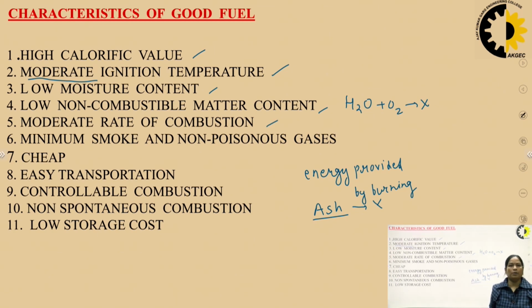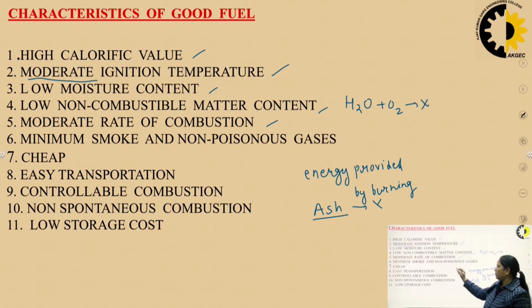Next one is moderate rate of combustion. The rate of combustion must be moderate, because if it is too slow, the reaction proceeds at a very slow speed and we cannot do the application properly. And if the rate of combustion is very high, we cannot control it.